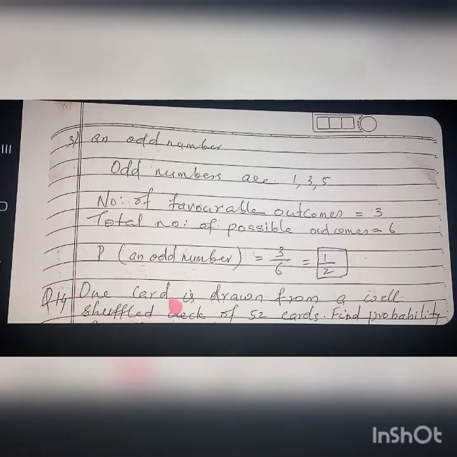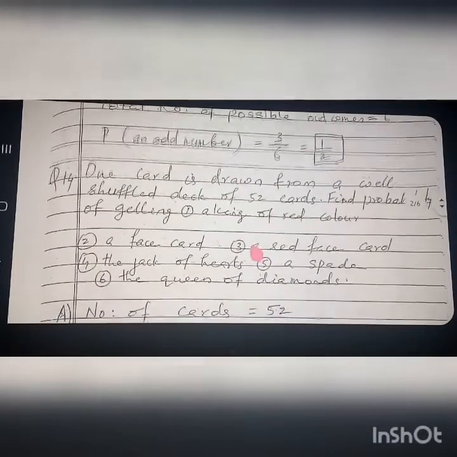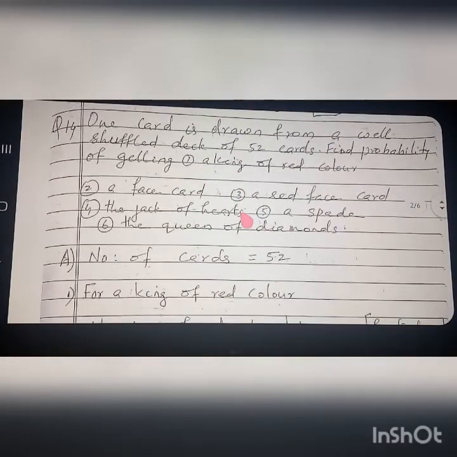You want to listen to this properly, okay? All these details I already gave in earlier videos, okay? One card is drawn from a well shuffled deck of 52 cards. Find the probability of getting: first, a king of red color; second, a face card; third, a red face card; fourth, jack of hearts; fifth, a spade; and the last, sixth one, the queen of diamonds.